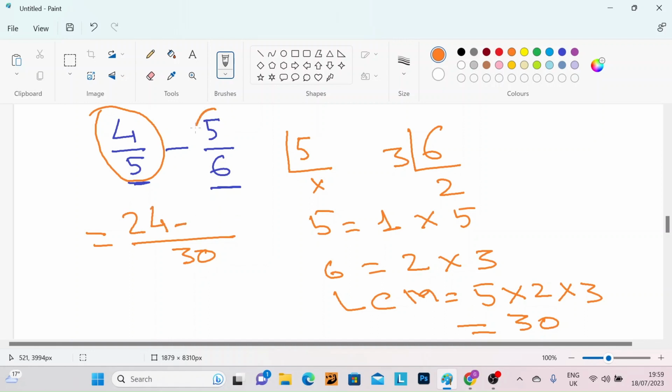Then we take this fraction. We divide the common denominator 30 by the fraction denominator 6. We get 5. Multiply 5 with 5. We get 25. So the result is minus, because 25 is more than 24, minus 1 by 30.